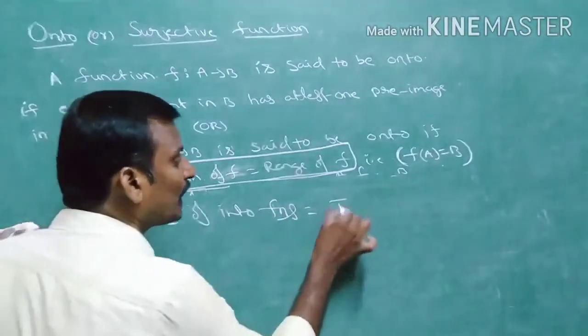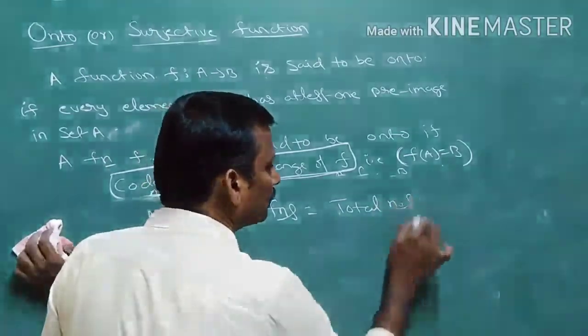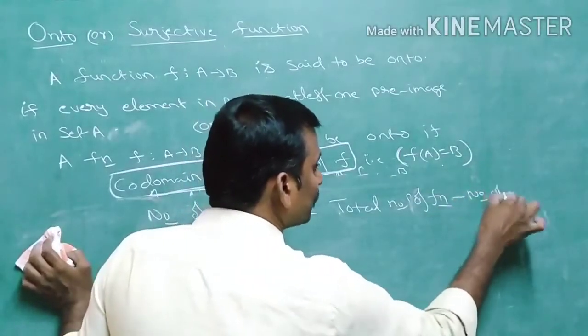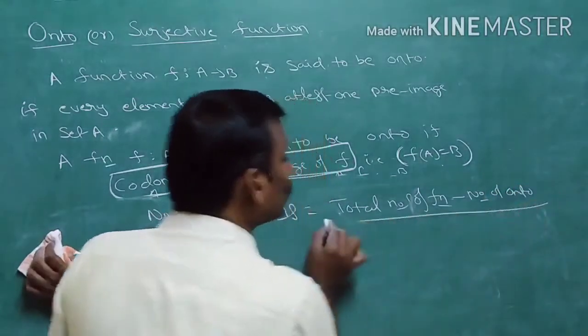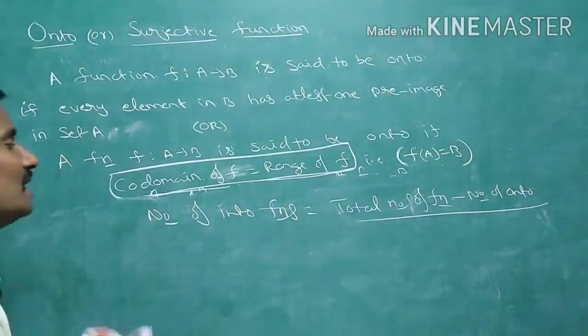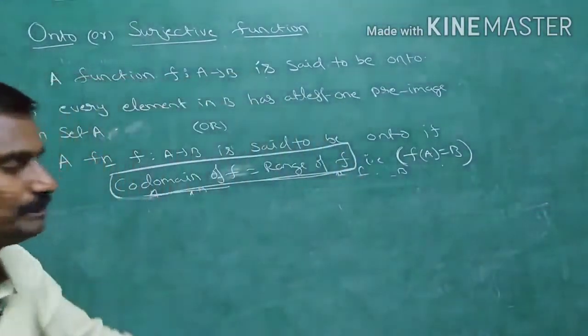This is equal to total number of functions minus number of onto functions. Total number of functions minus number of onto functions. That is the number of into functions.